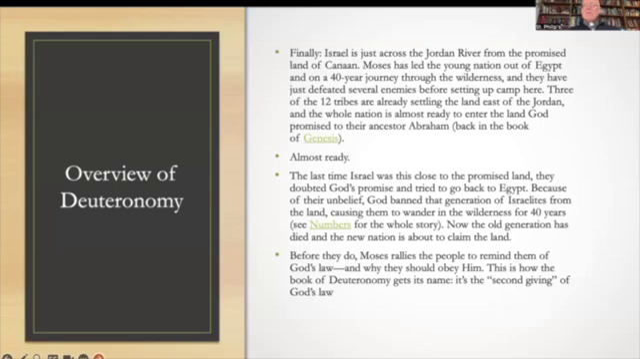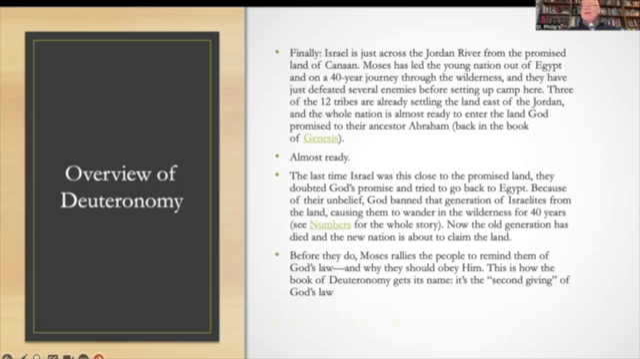Finally, Israel is just across the Jordan River from the land of Canaan, the promised land. Moses has led the young nation out of Egypt and on this 40-year journey through the wilderness, and they have just defeated several enemies. They're gathered. Three of the 12 tribes are already settling east of the Jordan, and the whole nation is packed and ready to go. The last time Israel was this close, they doubted God's promise and tried to go back to Egypt.